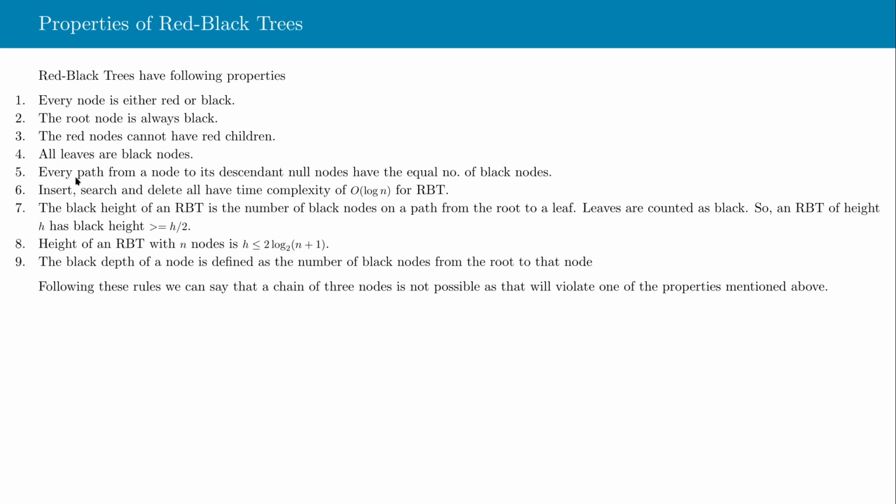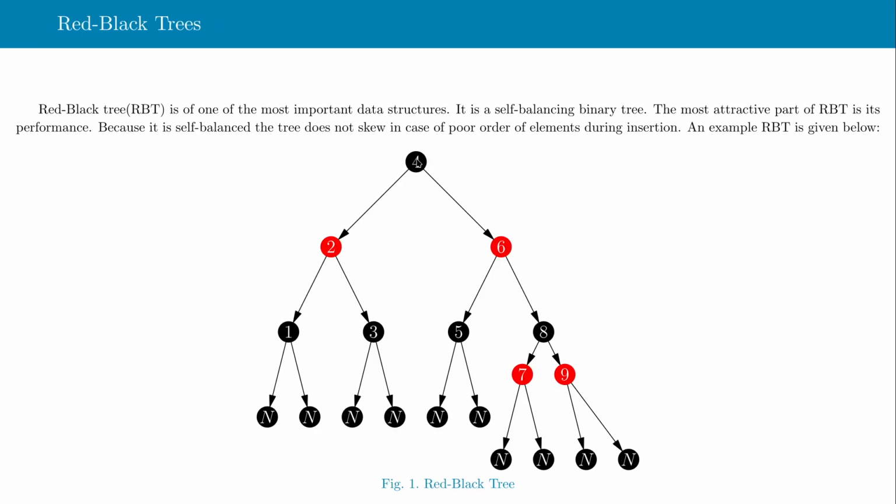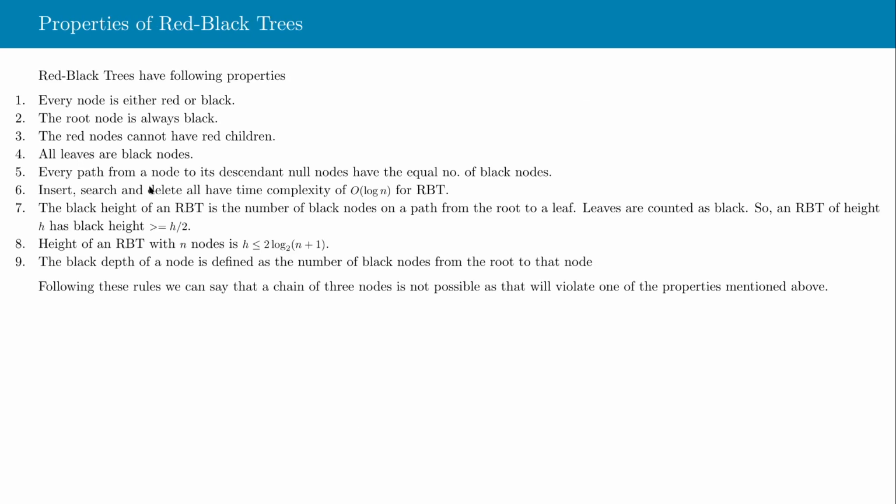Now, the fifth property is that every path from a node to its descendant null nodes has an equal number of black nodes. So if you see from here to leaf, there are two black nodes. Two black nodes, here also two black nodes. So that's the arrangement we have in red black tree. Insert, search, and delete all have the time complexity of log n for red black tree. RBT means red black tree.